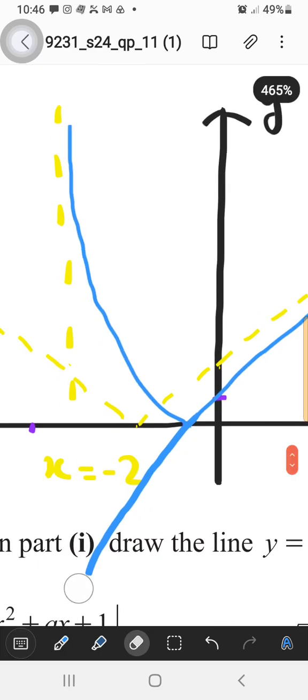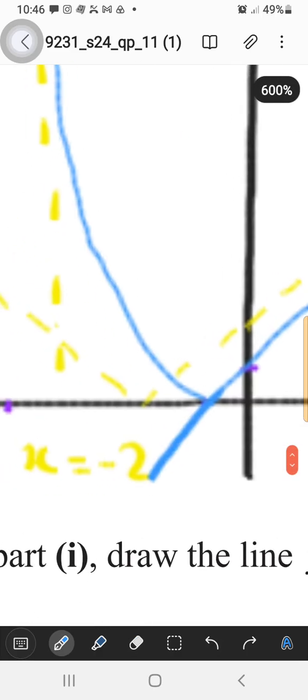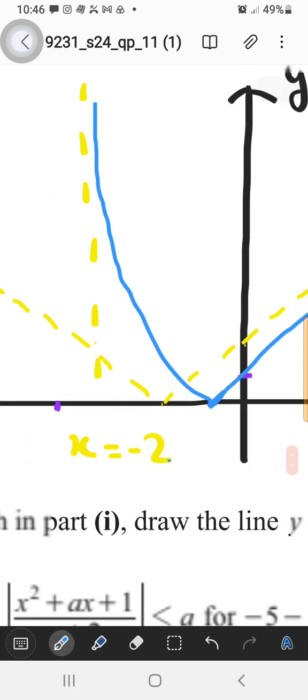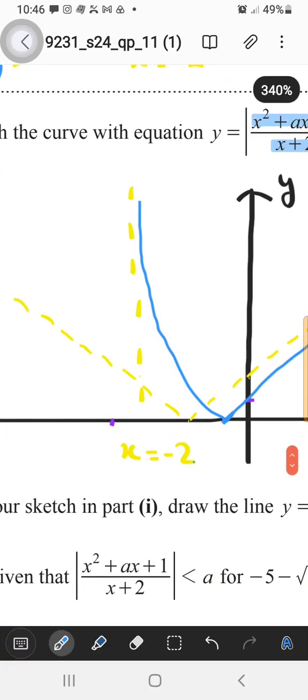Okay, wait for a bit. Okay, let me rub this. Okay, so this will be how this will get reflected on the x-axis. Okay, now let's talk about this side.